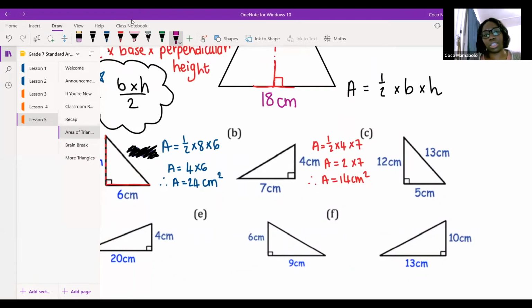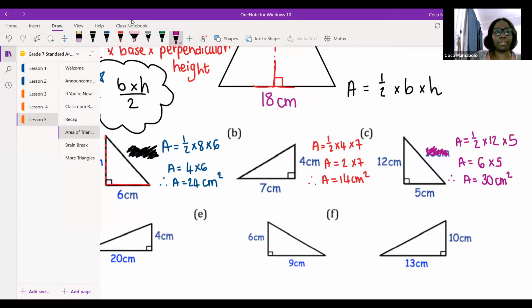A equals half times 12 centimeters times 5 centimeters. Don't use this one, this one is trying to trick you. So A is equal to 6 centimeters times 5 centimeters. Therefore, A equals 30 centimeters squared. Well done. Amazing. Excellent.